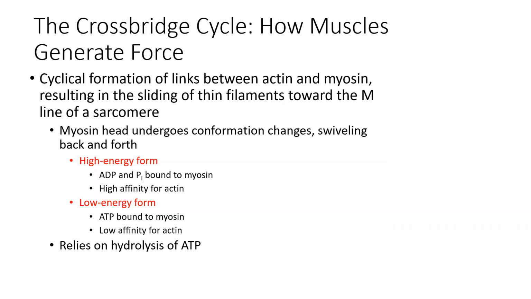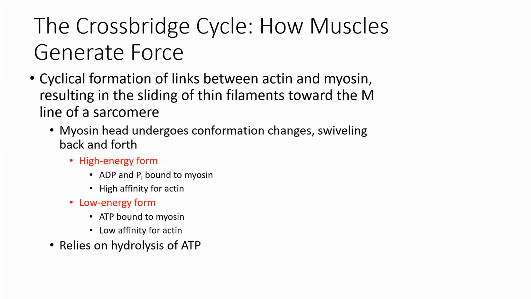So the myosin head has two states. It's got a high energy state where it has ADP and a hydrolyzed inorganic phosphate bound to it at that ATPase site. And in this state, it has a high affinity or attraction to actin. So it really wants to bind to actin in its high energy form. In its low energy form, it's got ATP bound to it, so it's not hydrolyzed, it's the full ATP. And this is in its low affinity conformation. So here it doesn't have much of an attraction or an affiliation for actin, okay?